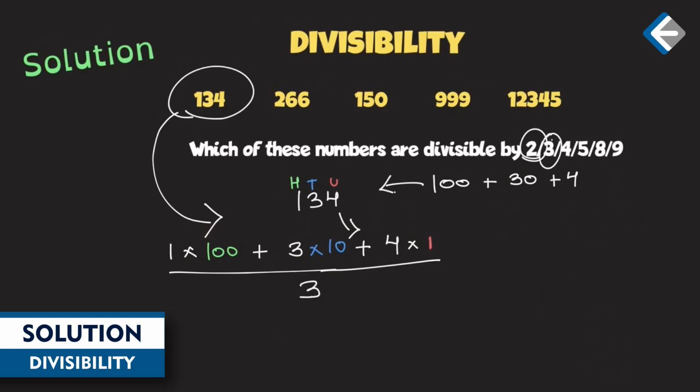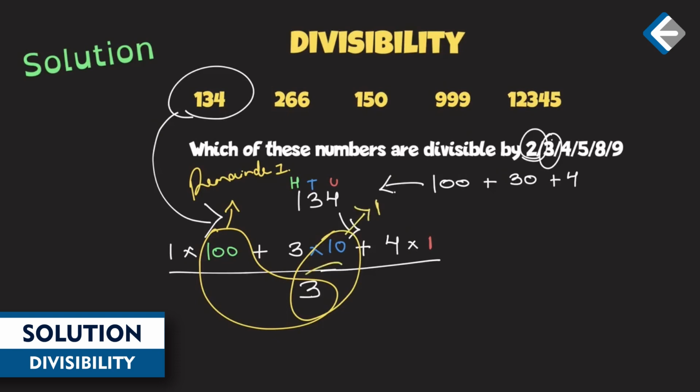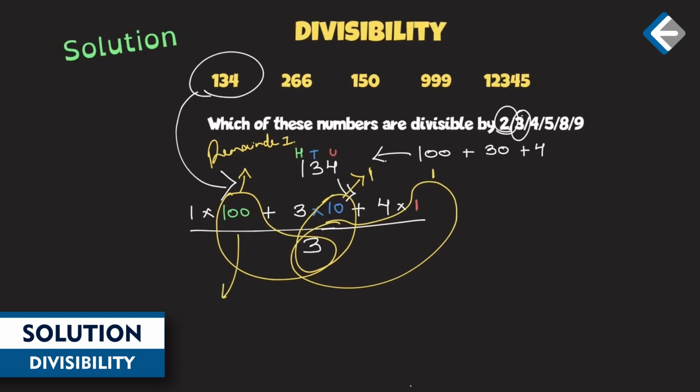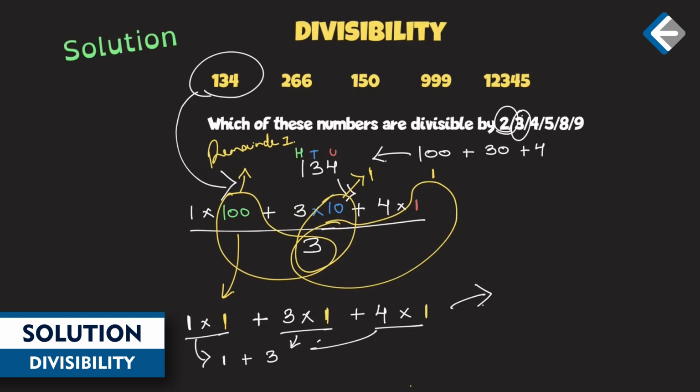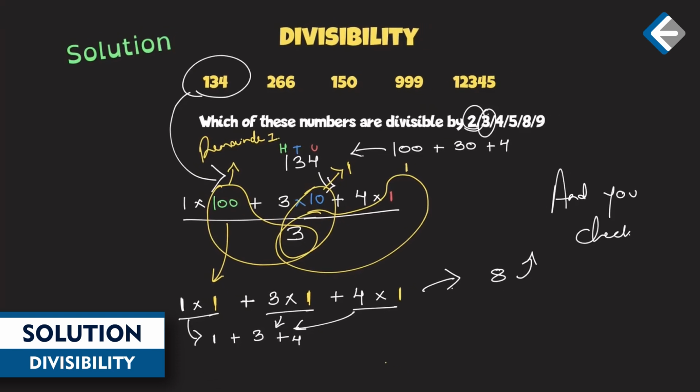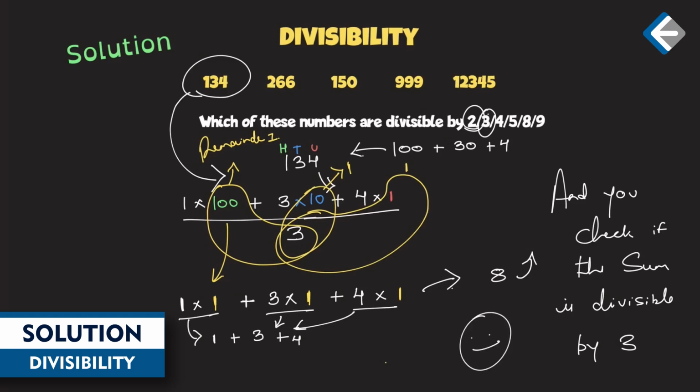And now if I go for 3, check 100 divided by 3, the remainder is 1. 10 divided by 3, the remainder is 1. 1 divided by 3, obviously it is 1. So what am I left with? 1 into the remainder of 1, then 3 into the remainder of 1, again plus 4 into the unit remainder 1. So if I add all of them, I get the sum of digits because the remainder is always 1. So 1 plus 3 plus 4, which comes out to be 8. Now I have to check if this sum is divisible by 3, then I'll say that the number is divisible by 3. And that's why the logic for 3 is the digital sum.